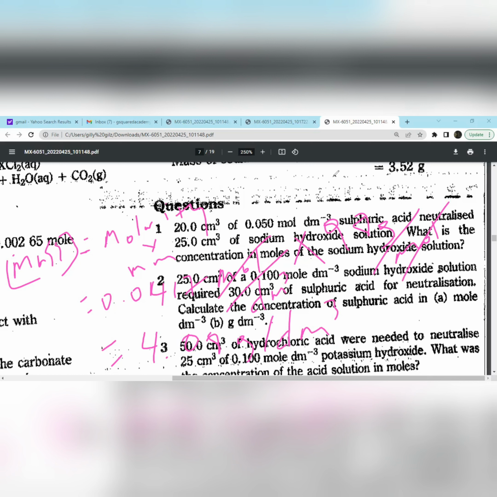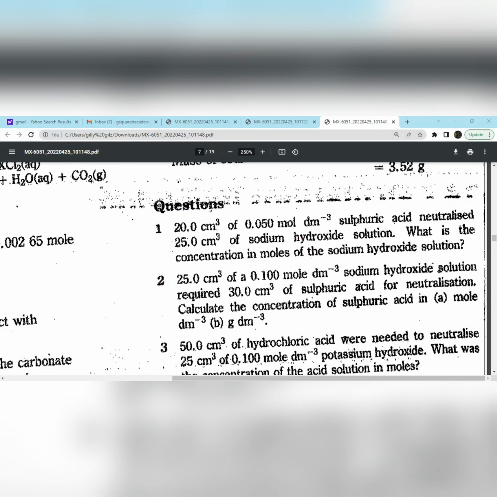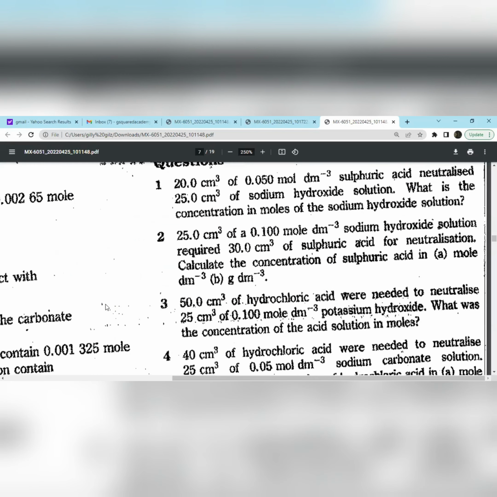All right, I hope you guys are getting this. We're going to push on to another question. So question 3 on the paper, and I'm just going to scroll down so we can see this a little bit better. Question 3. It says here 50 centimeters cube of hydrochloric acid were needed.